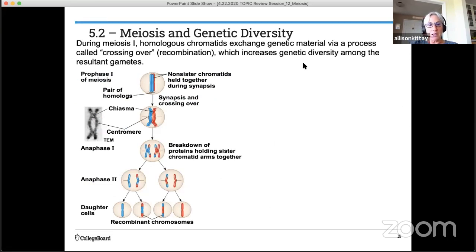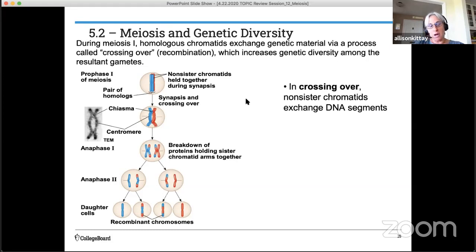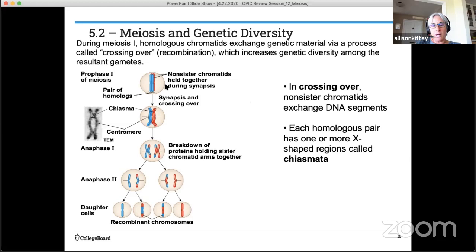So in prophase 1, we've got our non-sister chromatids, the 2 homologous pairs come together in a process known as synapsis, and pieces of that genetic material or gene on a chromosome actually cross over, break off, and recombine. The crossover points are known as chiasma. So what you see when you cross over is that the non-sister chromosomes actually exchange segments of DNA. More than one of these crossover points is called chiasmata, and it just is an X shape is what that chiasma means.